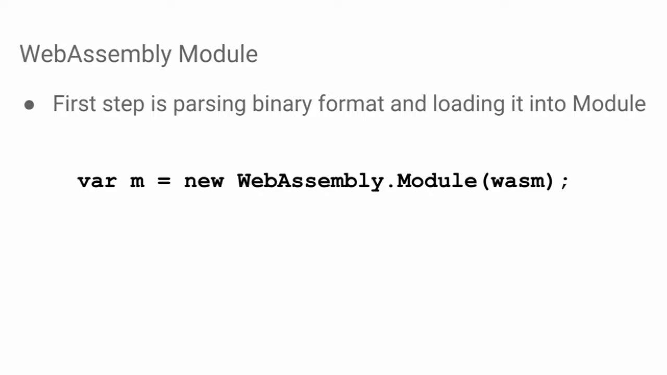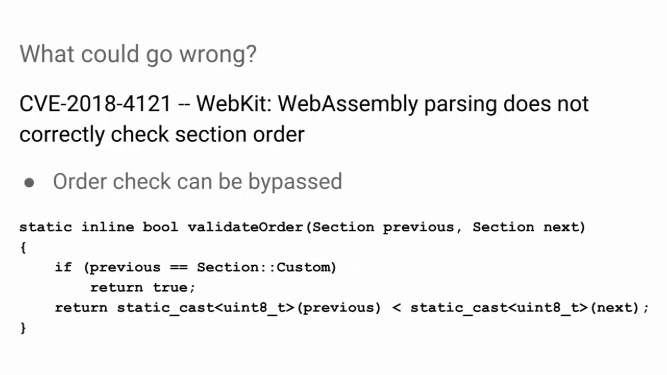And then you create what's called a WebAssembly module. This is the thing that parses your binary and loads it into memory. At this point, there already started to be a few bugs. This is a vulnerability I found in WebKit, and this is an ordering problem.